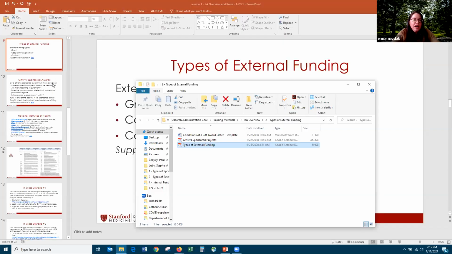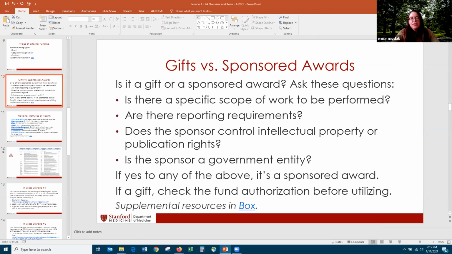So also on this topic, I want to talk about gifts versus sponsored awards. So, sometimes we'll get funding and we need to decide, is it a gift or a sponsored award? A gift, of course, is when the donor is giving the university, either the department or division or a specific investigator, a certain amount of money to carry forward their research. And so, that's also what a grant is doing, but they're different.